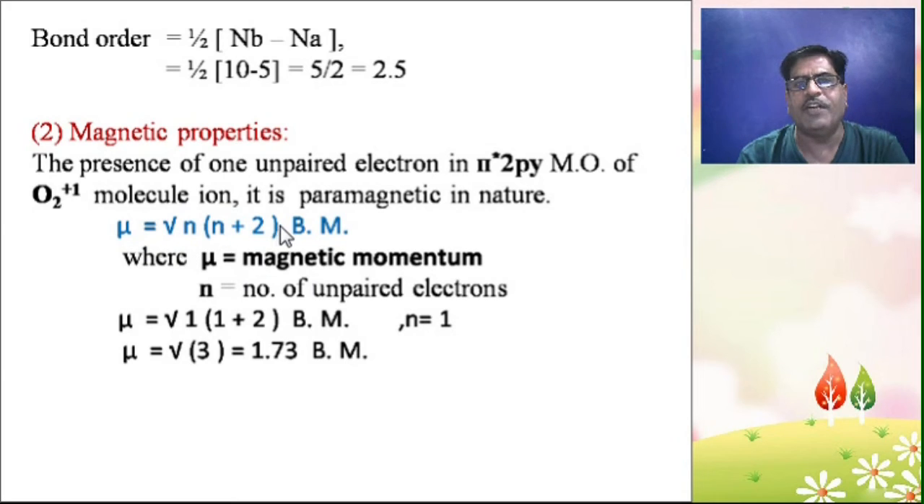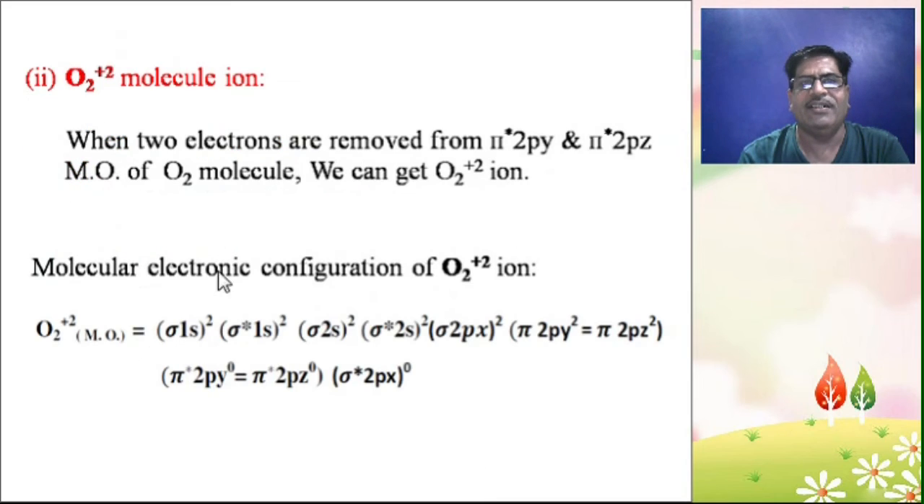Mu is equal to under root n plus 2. Here n is equal to 1. So put the value of n. Under root 3 is equal to 1.73 Bohr magneton. Now let's see another molecule ion, the O2 plus 2 molecule ion.